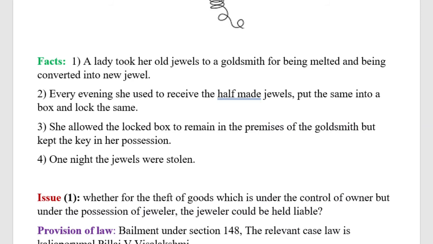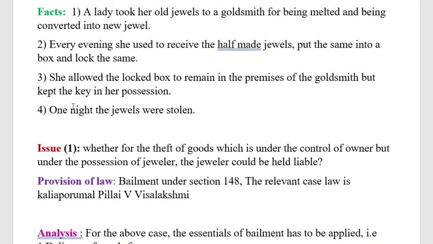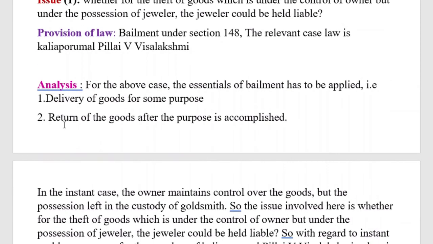So under the provision of law section, we have to write any case law relating to the instant problem which has been given in the question paper. The relevant case law is Kalaipuramal Pillai versus Vishalakshmi. We have to write this aspect so that we can demonstrate that we know the legal content. All these aspects we have to analyze in the analysis section.